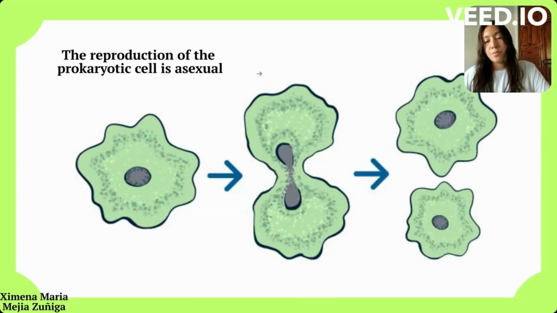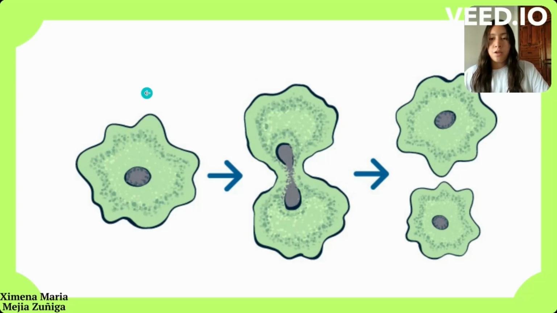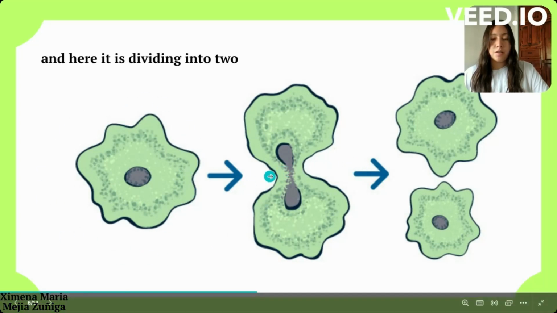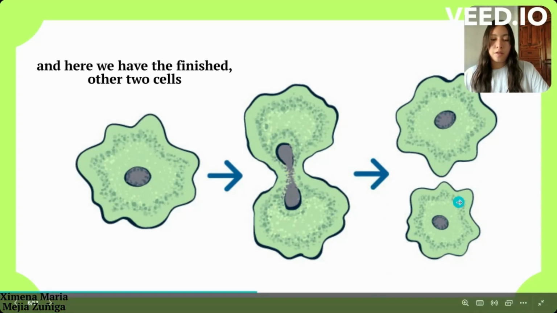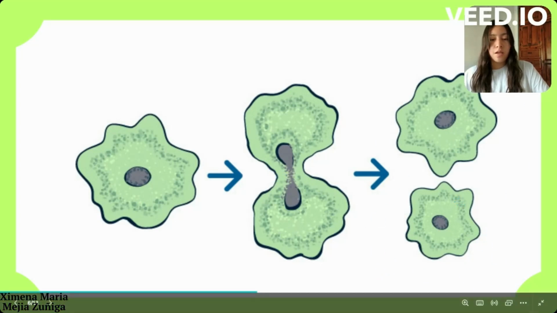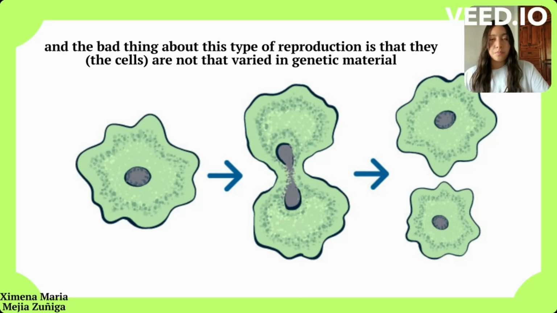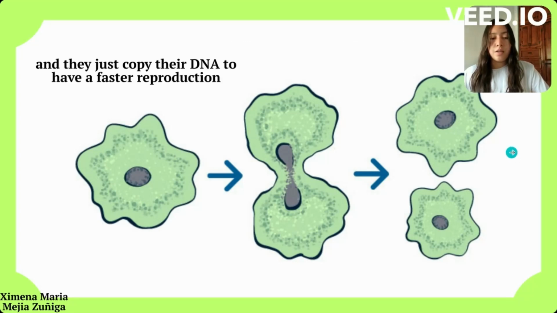The reproduction of the prokaryotic cell is asexual. Here we can observe that there is a parent cell, and here it is dividing into two, and here we have the finished two cells. This happens because of binary fission, and the bad thing about this type of reproduction is that they are not that varied in genetic material, and they just copy their DNA to have a faster reproduction.